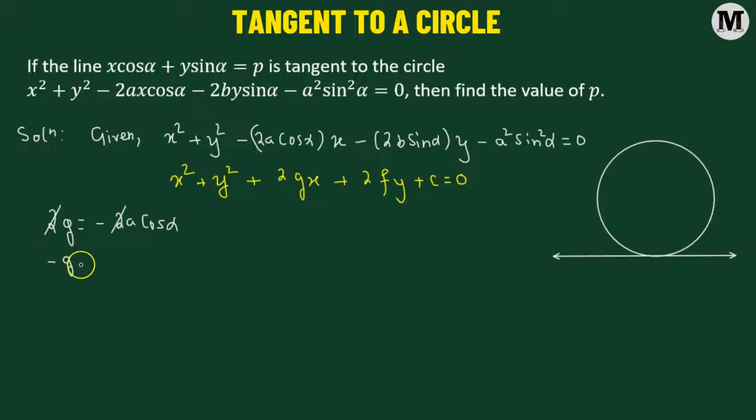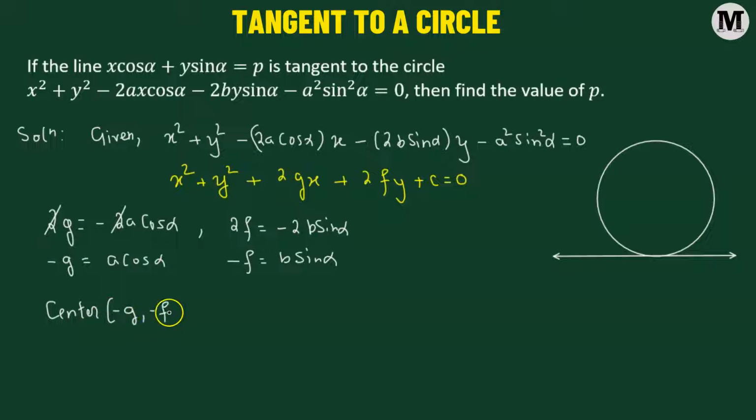So if we multiply both sides by negative 1, we'll get negative g equals to positive a cosine alpha. Then we have 2f. This will be equivalent to negative 2b sine alpha. Or simply put, we have negative f equals to b sine alpha. The reason we are taking negative g and negative f is that from the general equation of a circle, the coordinate of the center is defined as negative g comma negative f. So for our case, our circle is going to have the center with the coordinates a cosine alpha comma b sine alpha.